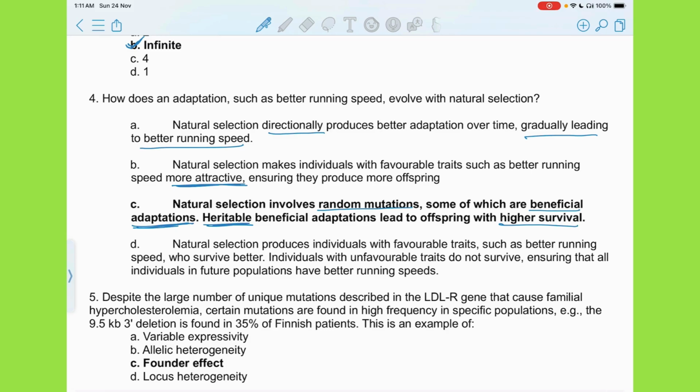Natural selection produces individuals with favorable traits such as better running speed who survive better. Individuals with unfavorable traits do not survive, ensuring that all individuals in the future population have better running speed. Again, there is always a confusion between A, B, C, D, but as C is more precise to the definition of natural selection, we will select option C.